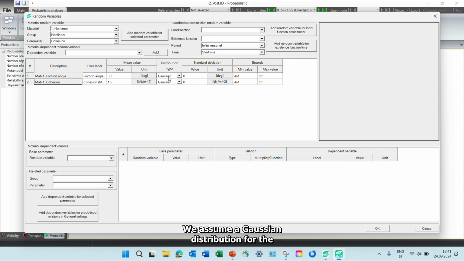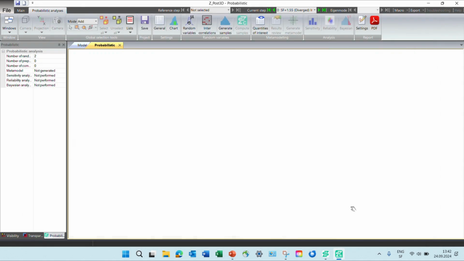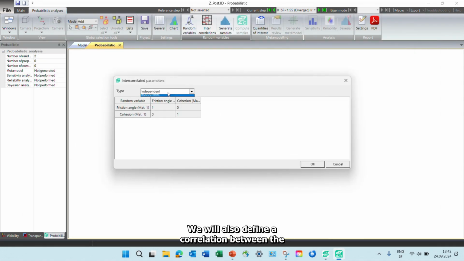We assume a Gaussian distribution for the friction angle with a coefficient of variation of 10%, and also a Gaussian distribution for the cohesion with a coefficient of variation of 20%, which gives a standard deviation of 3.2 kilonewton per square meter. We will also define a correlation between the two input variables of -70%. So this is a negative correlation.